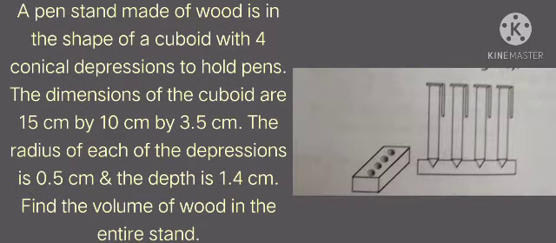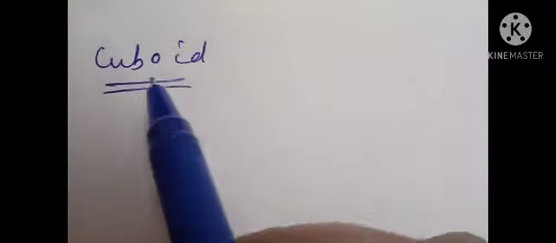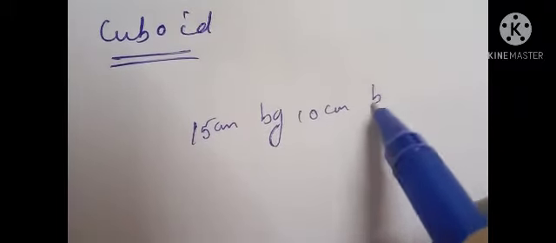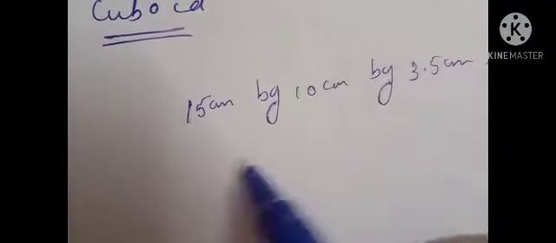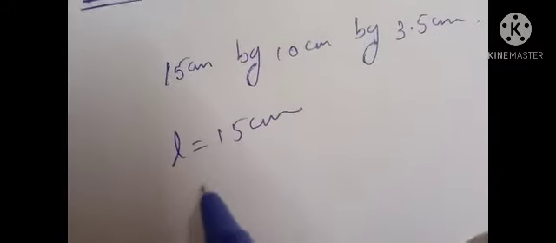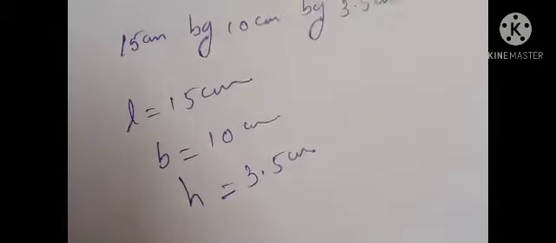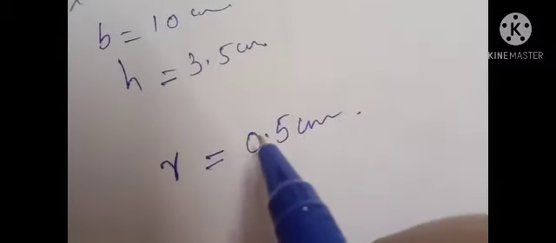From the figure, we can identify that the remaining volume of the box equals volume of the cuboidal box minus volume of 4 conical depressions. Measures of the cuboid are given as 15 cm by 10 cm by 3.5 cm. Means length equals 15 cm, breadth equals 10 cm and height equals 3.5 cm. Then for the conical depression, the measure is also given there. The radius of the conical depression is 0.5 centimeter and depth is given as 1.4.